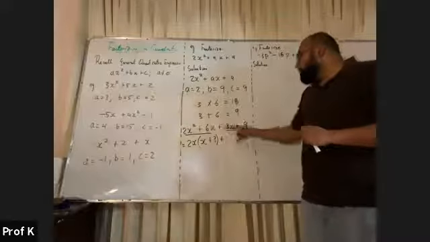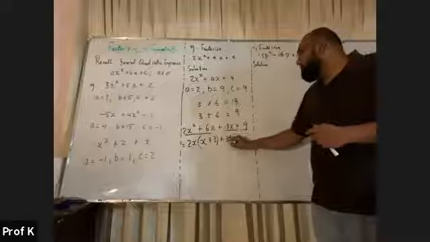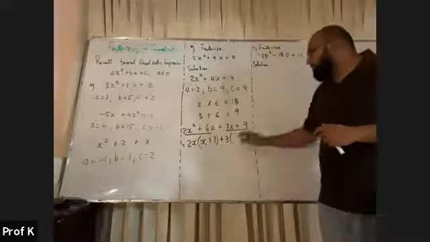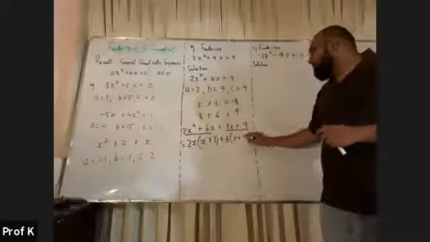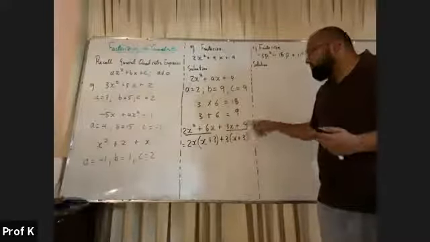Plus, what could be withdrawn or what could divide both 3x and 9? 3 could divide both of them, into x plus 3. Let's check it. 3 by x is 3x and 3 by 3 is 9.